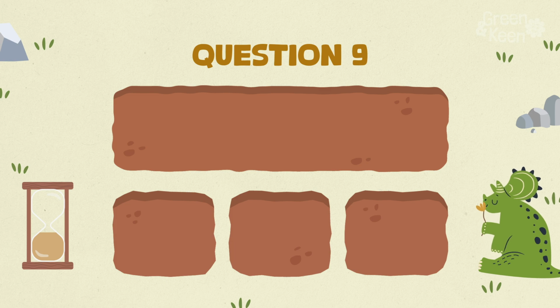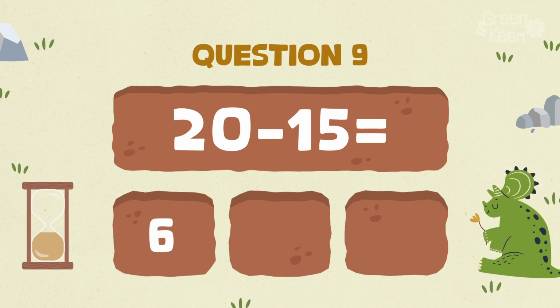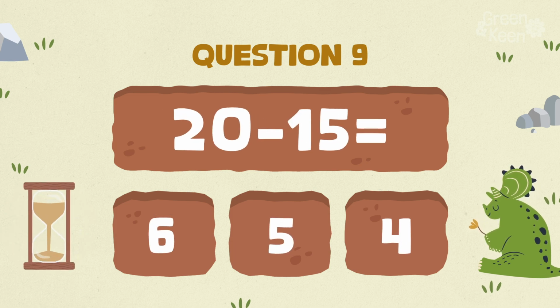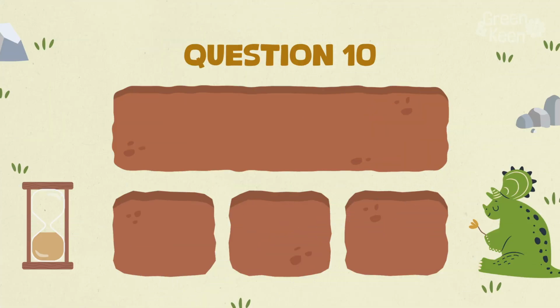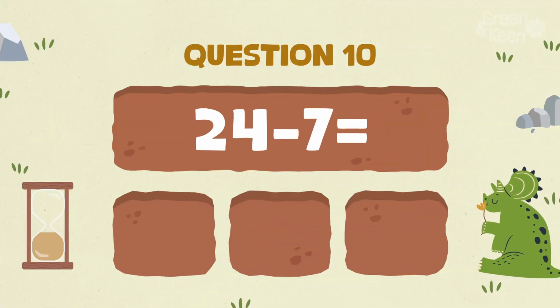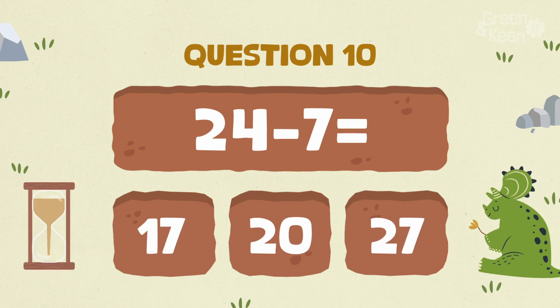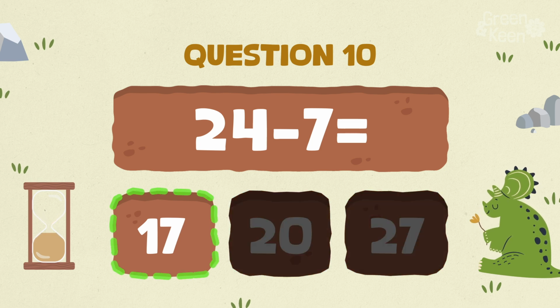Question number 9. 20 minus 15 equals... The answer is 5. Question number 10. 24 minus 7 equals... The answer is 17.